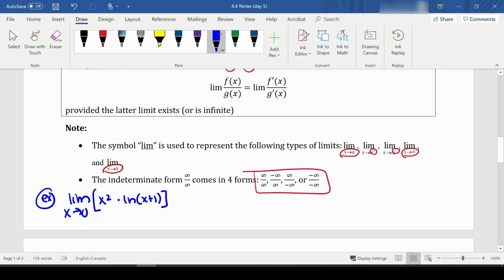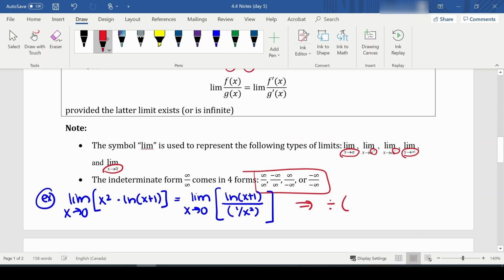Okay? So this one, if I want to rewrite this as a fraction so I can use L'Hopital's rule, I can write this as the limit as x approaches 0 of ln x plus 1 over 1 over x squared. Okay? And that's because if I divide by 1 over x squared, this is the same thing as multiplying by x squared. Those are the same.